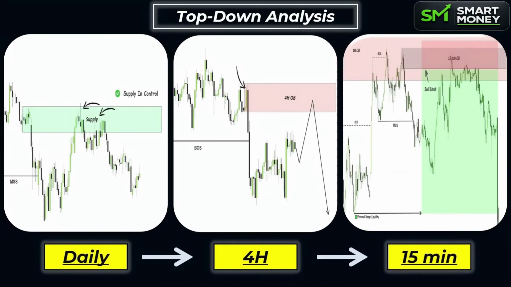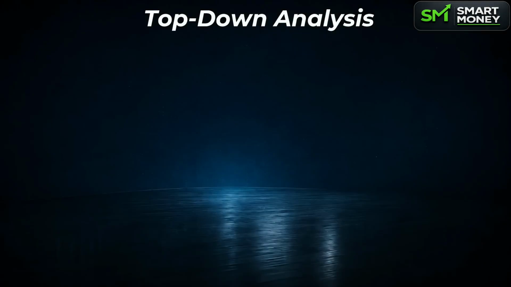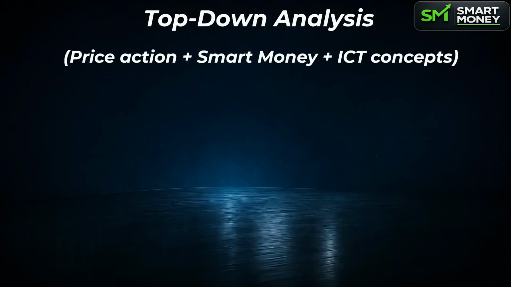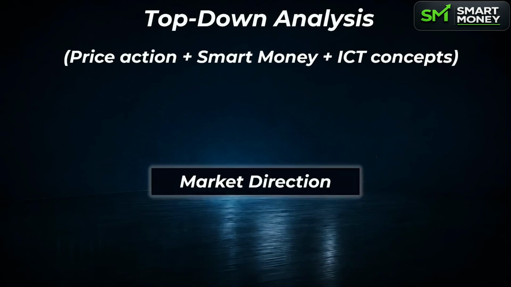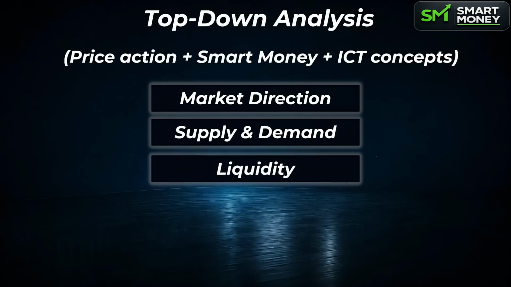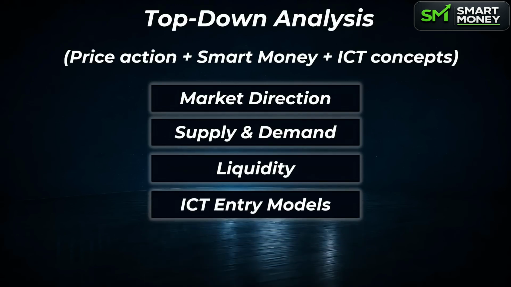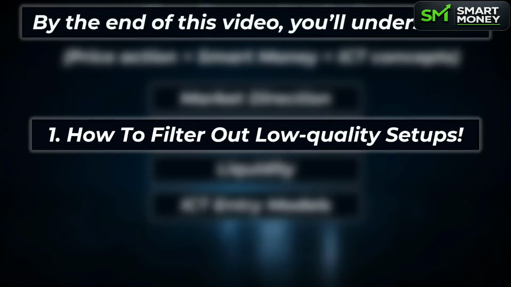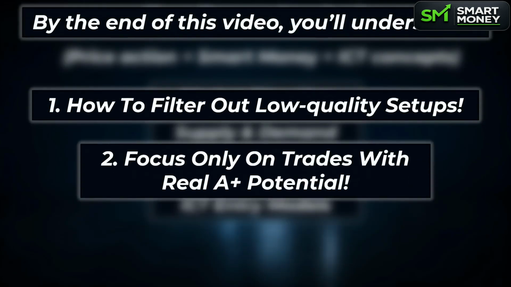In this video, I'm going to show you how to combine multiple time frames in a simple and practical way, so you can analyze any chart from A to Z and find higher probability trading opportunities. By combining price action with smart money and ICT concepts, we'll break down how to identify market direction, key supply and demand zones, liquidity, and entry models from higher time frames down to lower time frames. By the end, you'll know how to filter out low-quality setups and focus only on trades with real A.